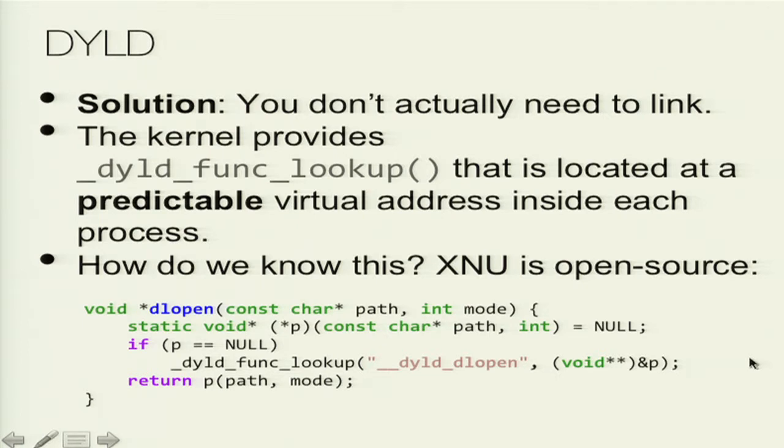Now, obviously, something's got to give somewhere. So what the kernel does is it puts all of DYLD, which is the dynamic linker, at the same place in memory for every process on the Mac. Basically, it does that through a little DYLD func lookup function, which is essentially just an offset in memory. And how do we know this? Well, we read the XNU source code, because it's open source. So you can actually just see this.